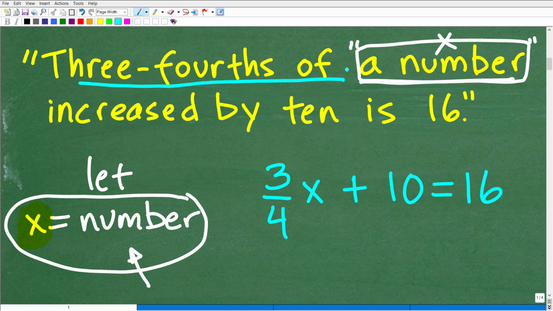3/4 of a number. Now this time we're thinking of x as a number. 3/4 of a number. How do I find 3/4 of anything? If you wanted to find 3/4 of a particular number, what would you do? Well, hopefully you know that you would just simply multiply 3/4 by that number.